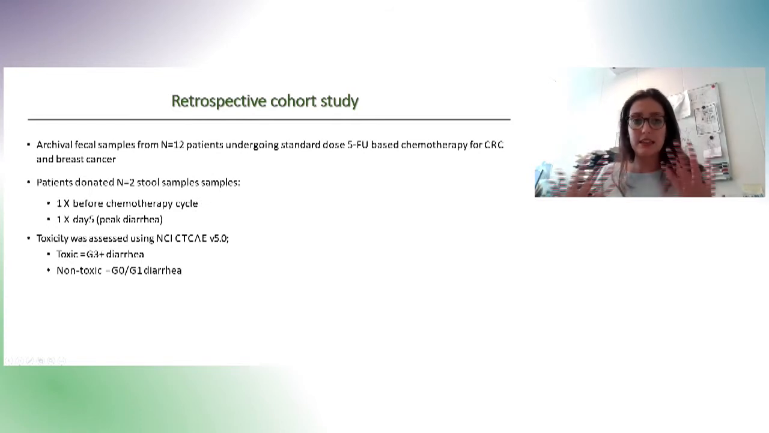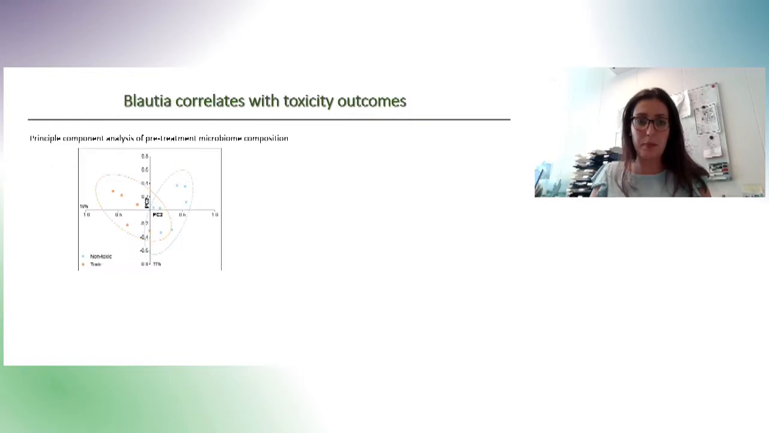And we asked these 12 patients to give 2 samples, one sample before the chemotherapy cycle and the other sample at day 5, so the peak of mucositis, which usually is also associated to severe diarrhea. And we split these 2 groups into non-toxic, so the ones that did not present any diarrhea or low scores of diarrhea, and the toxic group that presented high scores of diarrhea.